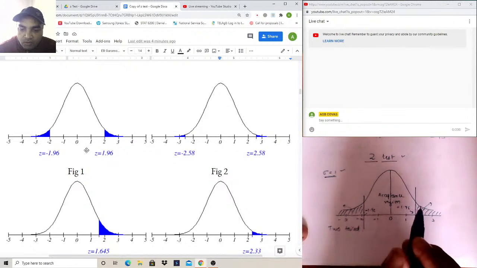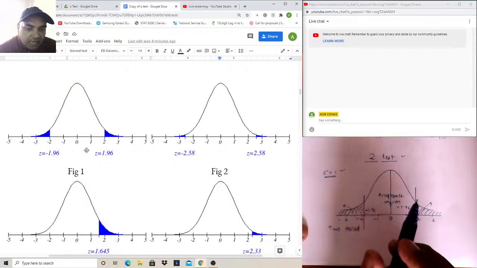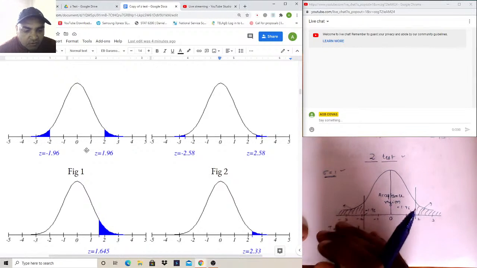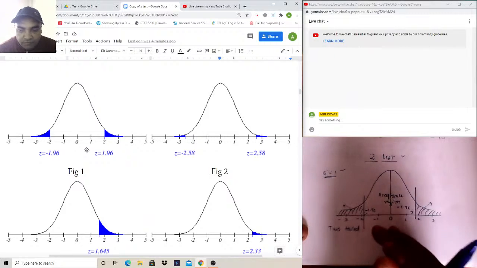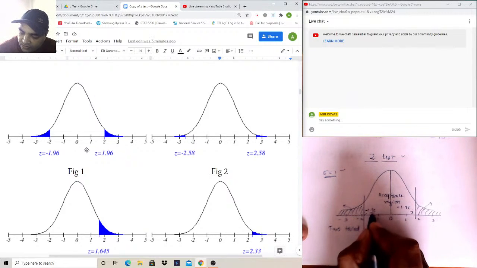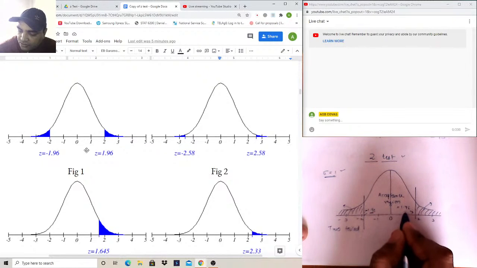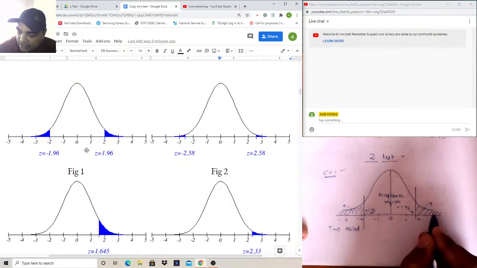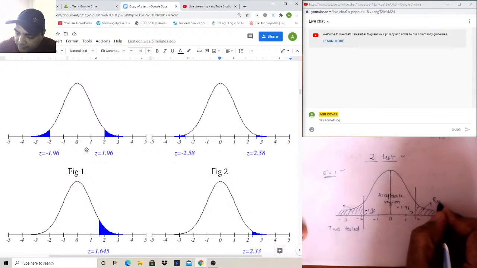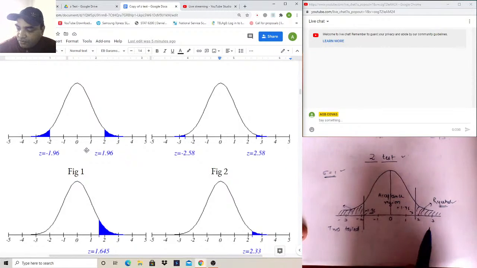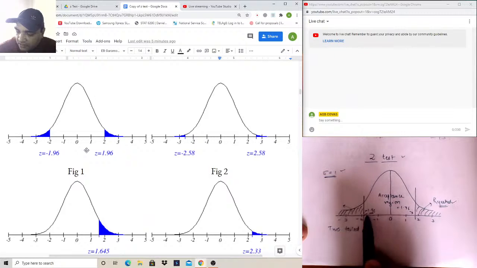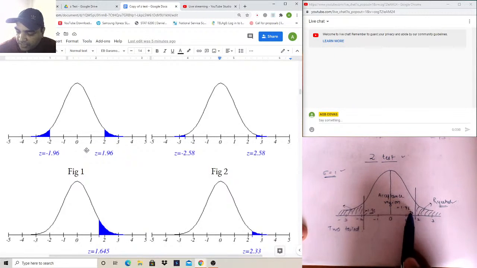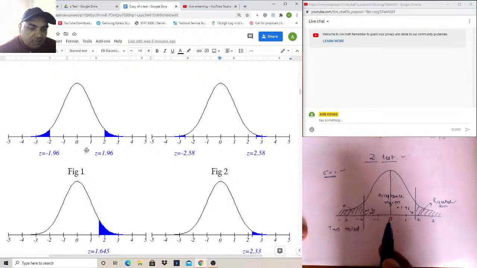And if we consider only one side, then it is known as a one-tailed test. The value of z differs for one-tailed and two-tailed. If it is two-tailed, then the value of z spans from minus 1.96 to plus 1.96, and outside this frame it will be rejected. If after conducting the test your test statistic comes outside this range, then you are going to reject the null hypothesis at 5% level of significance.